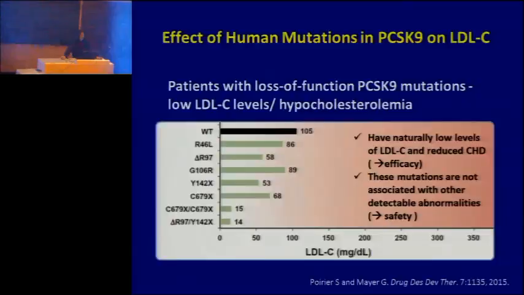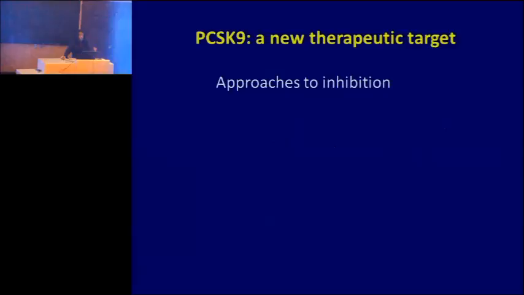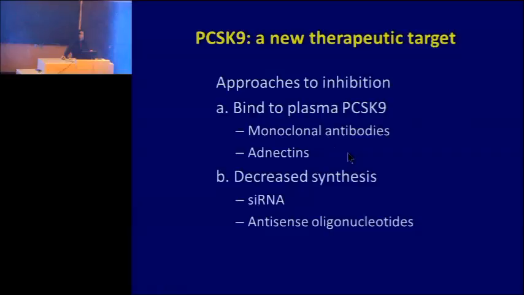So they're healthy and possibly even live long. So that's how PCSK9 emerged as a new therapeutic target for treatment of hypercholesterolemia and related cardiovascular disease. So that was 2003. And since then, it's been a major therapeutic target. And to inhibit this, two different approaches have been used. The first approach is to bind to the protein in the plasma using monoclonal antibodies or these special proteins called adnectins, or you try to inhibit its synthesis, and this can be done with siRNA or antisense oligonucleotide methods.